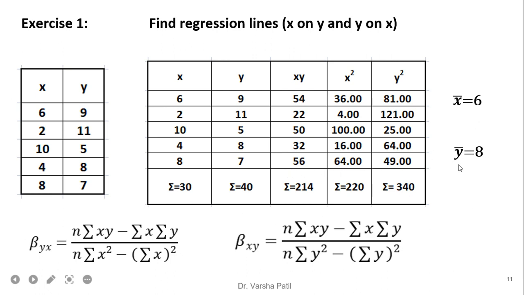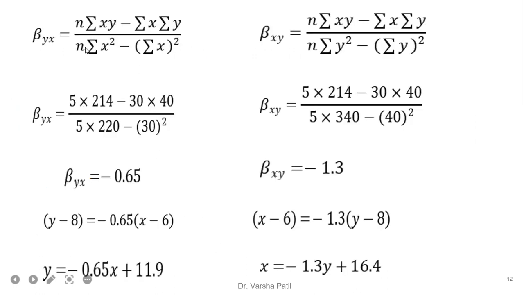When we write the slope intercept equation, we use this x bar and y bar. Now to find this, we just need to put in the values. From the table we are just putting the values, and this is the respective calculation. We put n, total 5 records, summation of xy, summation x, summation y, and all the remaining values. When we put the values, we get beta of yx is equal to minus 0.65 and beta of xy is equal to minus 1.3. We can put these into the equation.